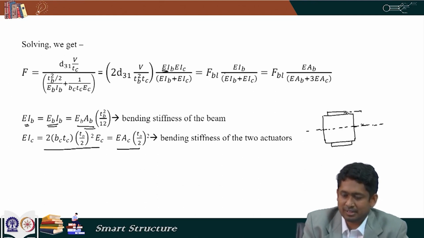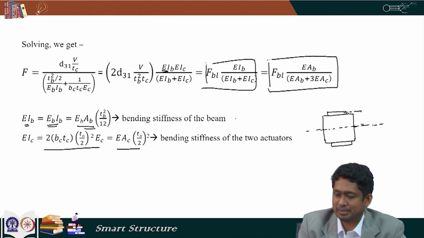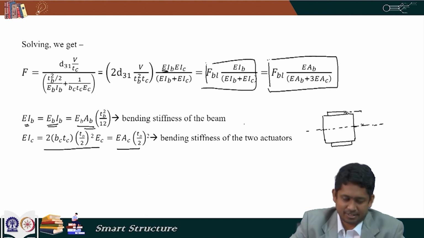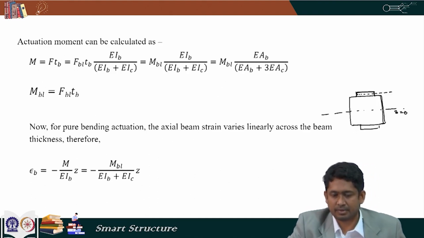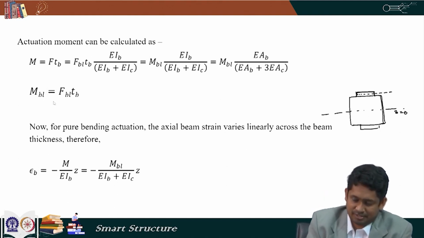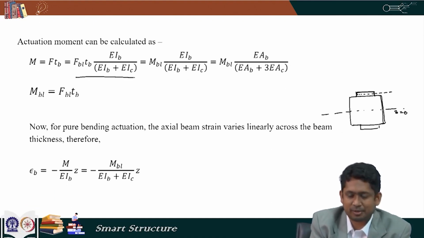With these two we can write the force in terms of the block force as this, and there is a relation between EIB and EAC, and from that we can rewrite the expression in terms of EAB and EAC. After that, we calculate the actuation moment. Actuation moment is the actuation force multiplied by TB, and from that we get this expression for the actuation moment.